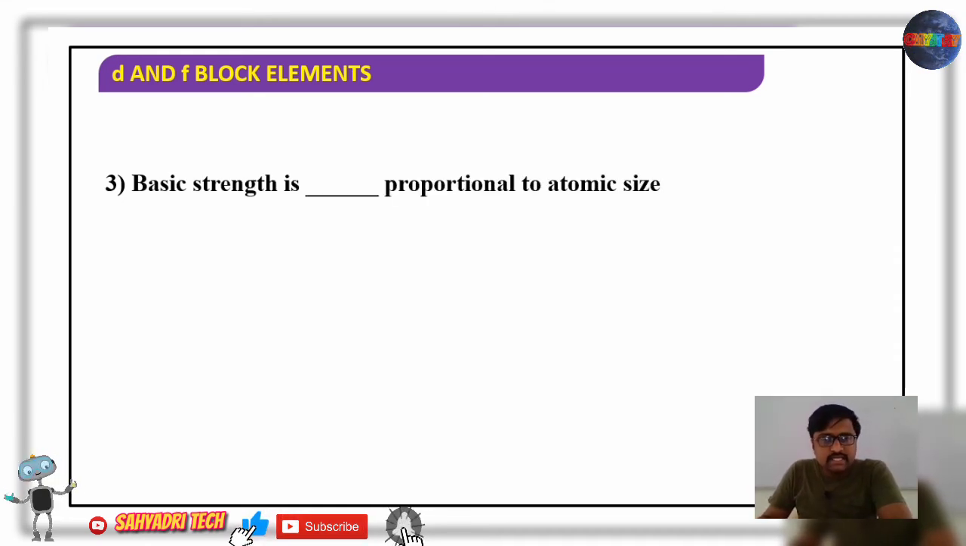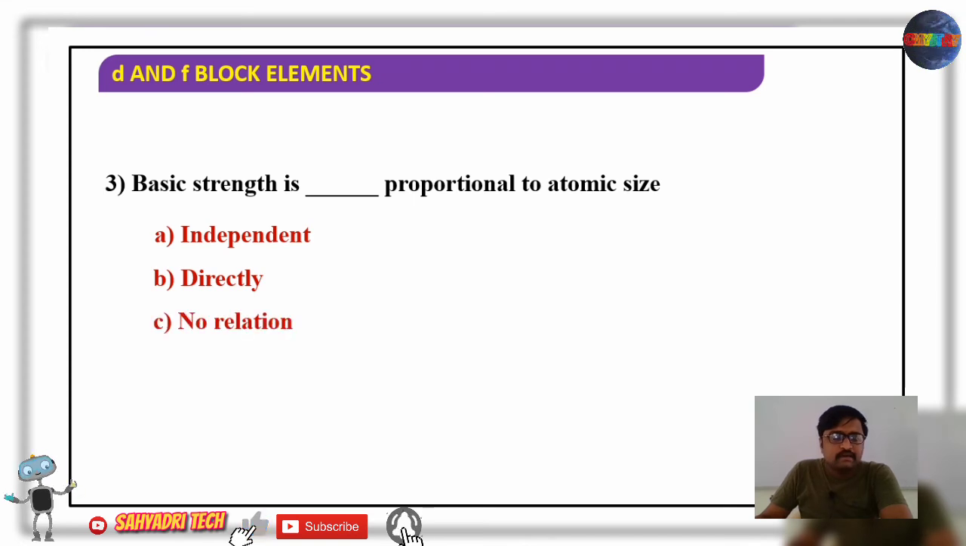Well, next one, basic strength is proportional to atomic size. So how is it related to atomic size? Option A, independent. Option B, directly. Option C, no relation. Option D, depends on atom to atom. Yes, it is directly proportional. So basic strength is directly proportional to atomic size, right?